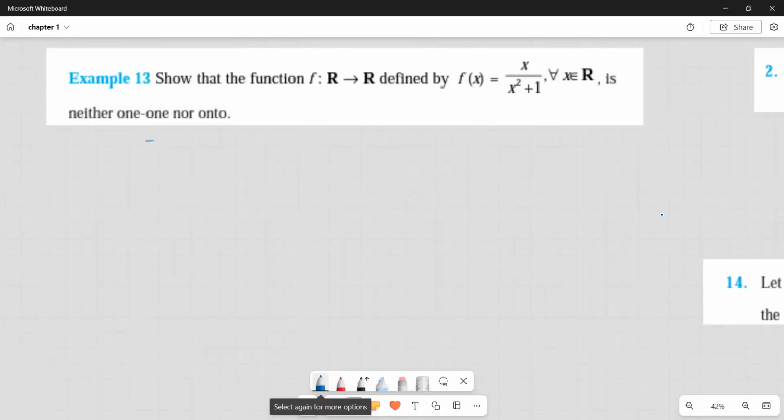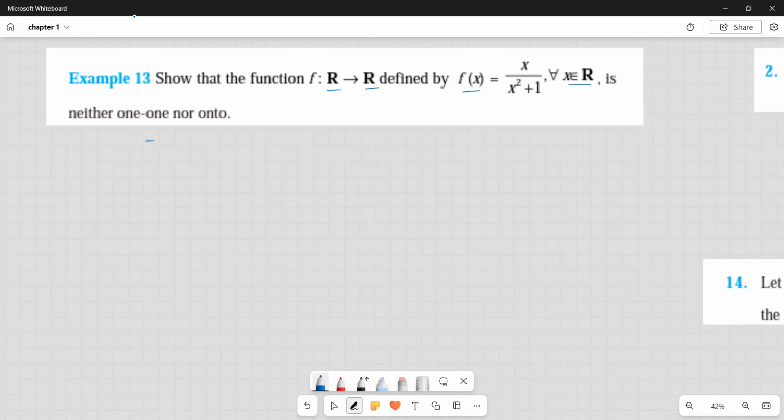Today we are going to do important questions of chapter 1. I am taking exemplar questions first. So the first question is: f is from R to R and the function is defined by f(x) = x upon x square plus 1, where x is a real number.